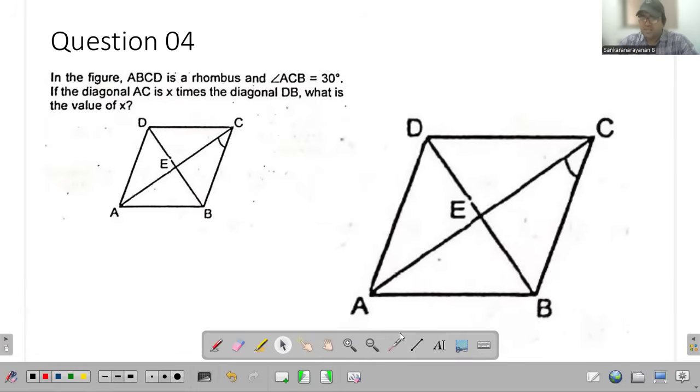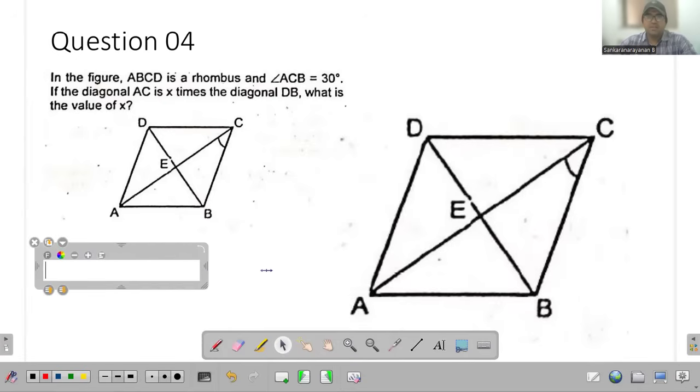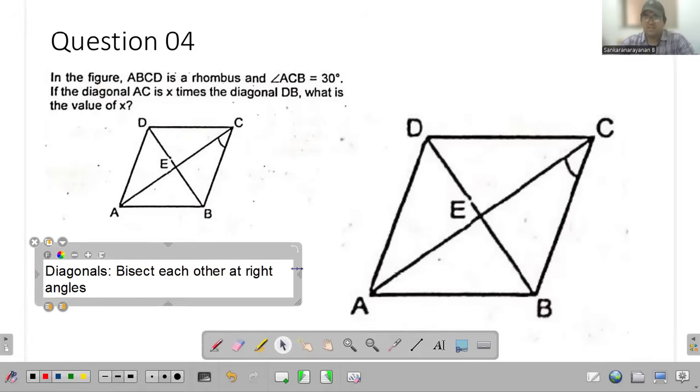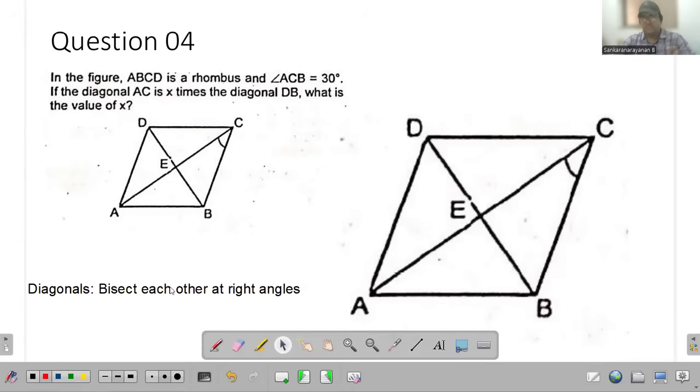There are two things which you have to take into account here. For a rhombus, the diagonals bisect each other, because a rhombus is a peculiar type of parallelogram. So the diagonals bisect each other at 90 degrees, at right angles. This is the property that we are going to consider for solving our question. For a rhombus, the diagonals bisect each other at right angles.